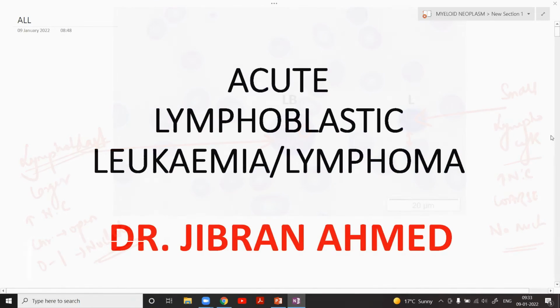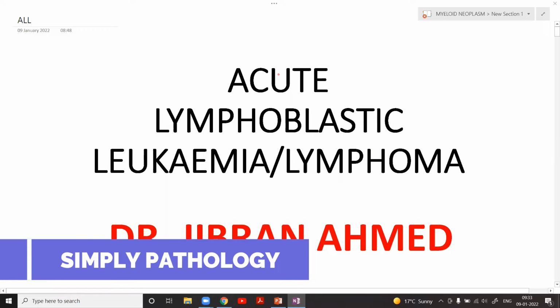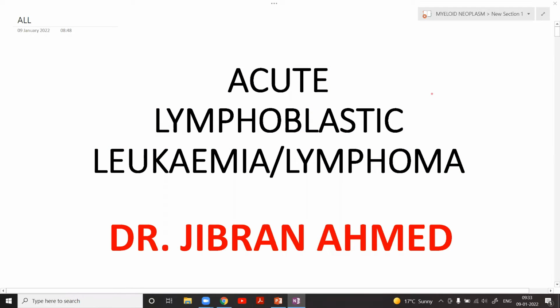Today's topic of discussion: we are going to start with acute lymphoblastic leukemia and lymphoma, and then we will discuss the remaining myeloproliferative neoplasms that were remaining from the previous lecture. So let us begin with acute lymphoblastic leukemia or lymphoma.